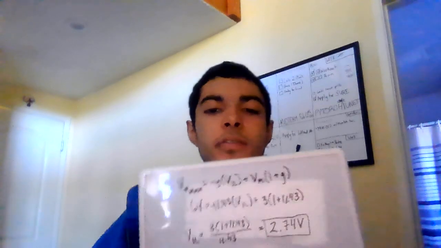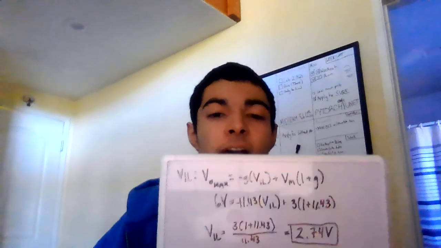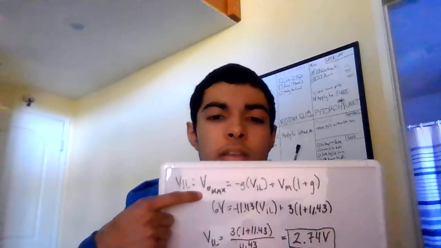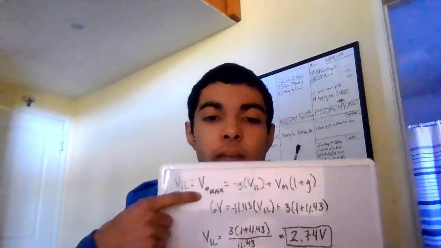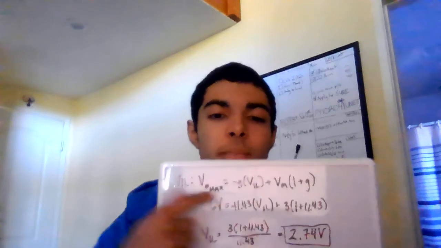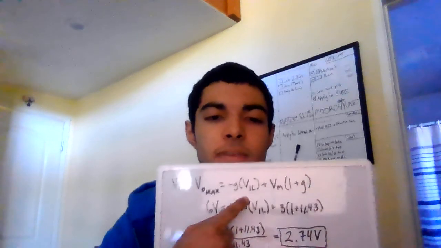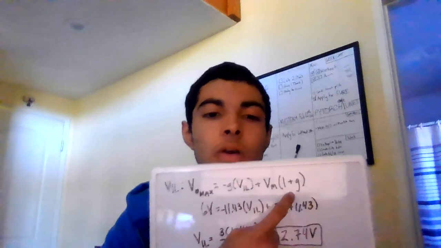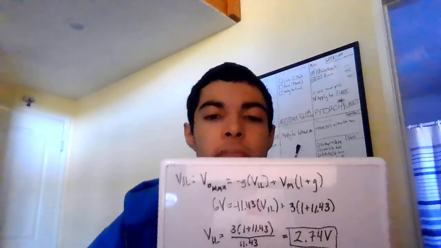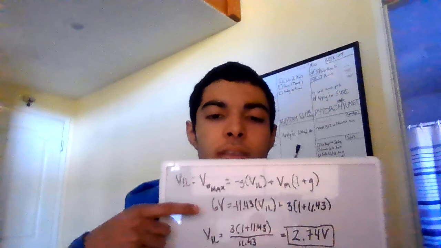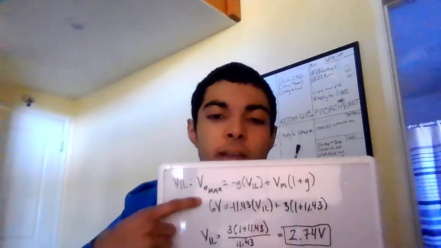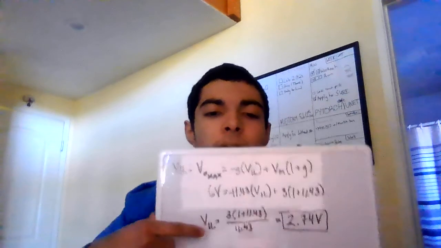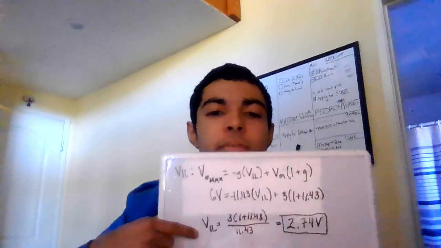Alright, and then solving for VIL, you use this equation. So you know that V out max is equal to the negative gain times VIL plus VM times 1 plus the gain. And then plugging in the values we've found for the other things, we know that V out max is 6 volts. So we plug that in here, and then we come out with 2.74 volts.